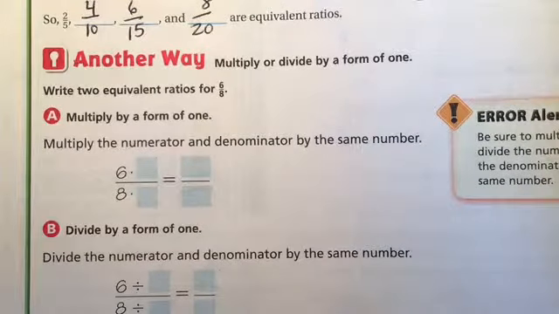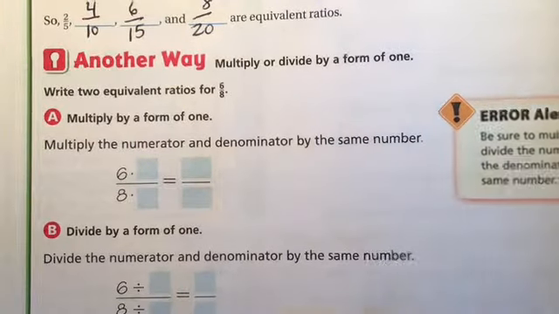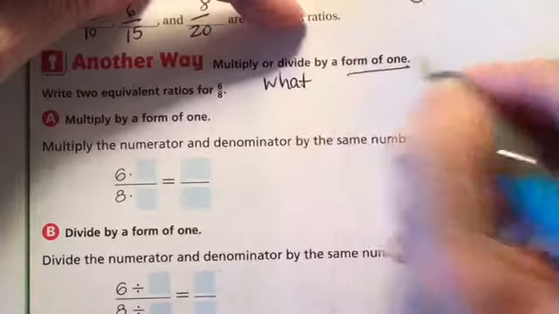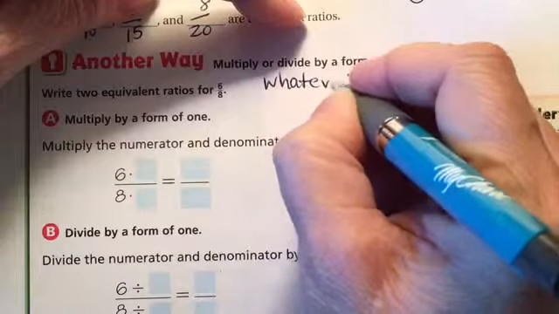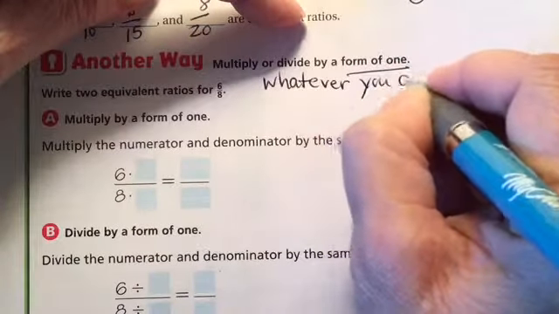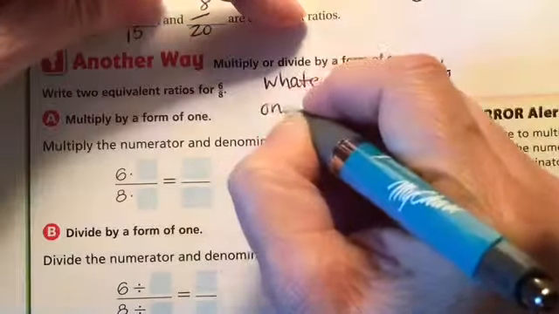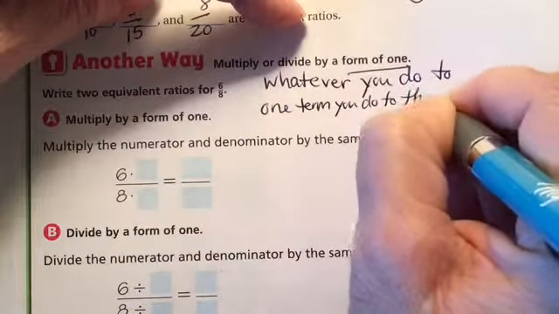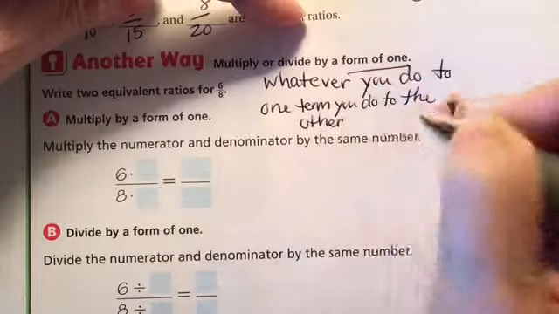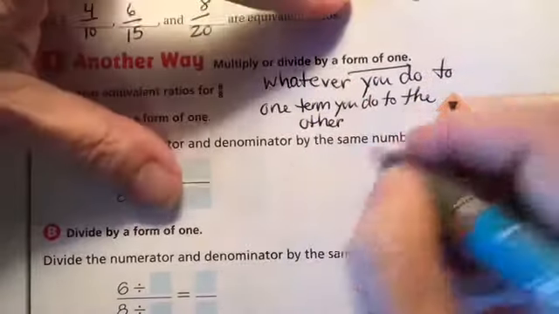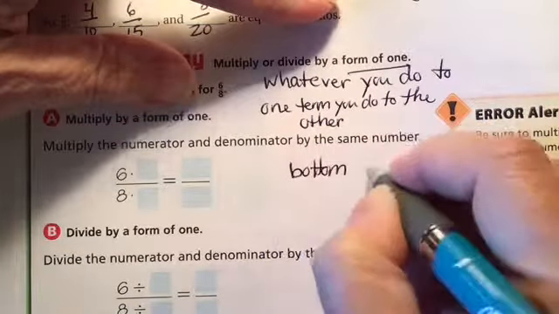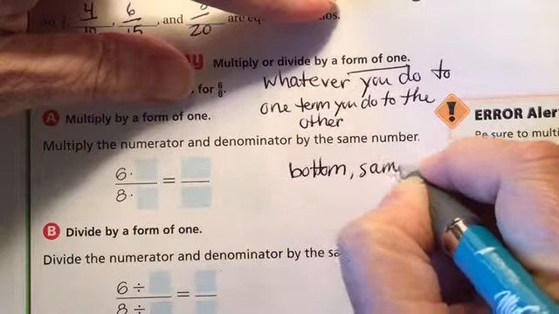You're just multiplying or dividing by a form of 1. Whatever you do to the bottom, you do to the top. So let's write it down, because that's the key. I don't know what they keep saying by this form of 1. Doesn't really necessarily make sense to me. But whatever you do to one term, you do to the other. So terms are pieces, the 2 pieces of the ratio. So again, whatever you do to the top, bottom, whatever you do to the bottom, do the same to the top.